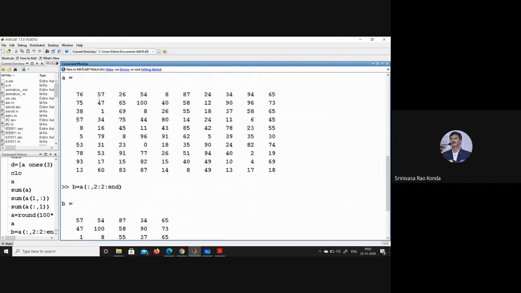57, 47, like this. 5400, this one. 87, 58. 34, 90. 65, 73. Even number of columns.